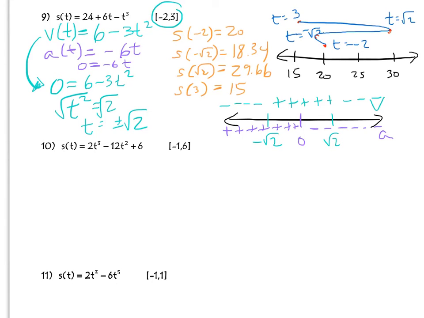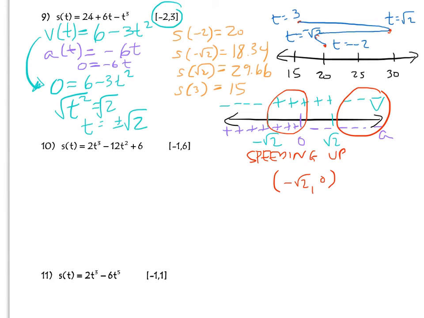So for this, we're trying to find out when it's speeding up. That happens when velocity and acceleration are either both positive or both negative. So it's speeding up from negative square root of 2 to 0, and from square root of 2 to infinity. Or in this case, sorry, square root of 2 to 3, because we have our endpoints here.